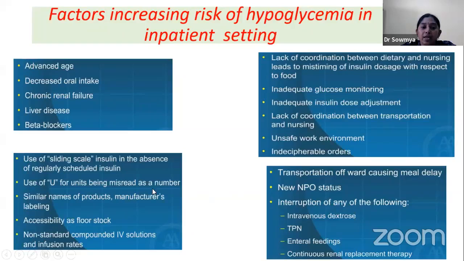And use of sliding scale insulin in the absence of regularly scheduled insulin. Use of U for units: for example, we have written 20 units, but U is misinterpreted as 0, and the nurse unknowingly gives 200 units. So this will cause hypoglycemia. And similar names of products, manufacturer labeling disturbances, all this gives the wrong dose to the patient. And non-standard compounded IV solutions and infusion rates. All these increase the risk of hypoglycemia.